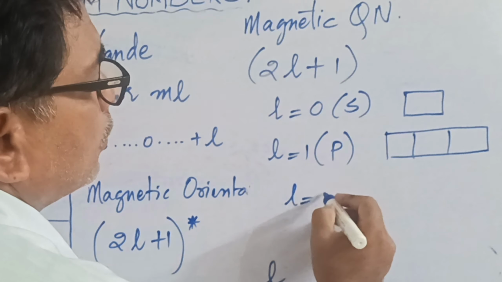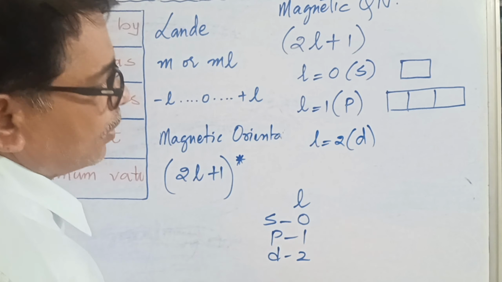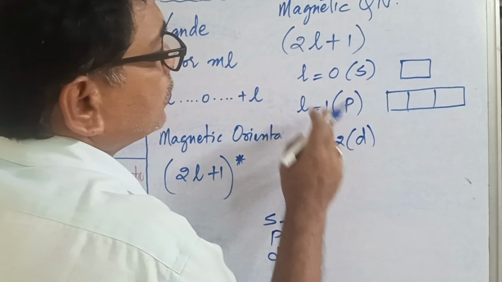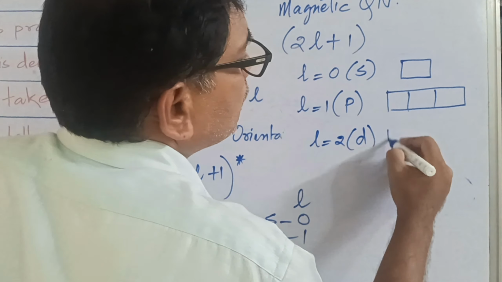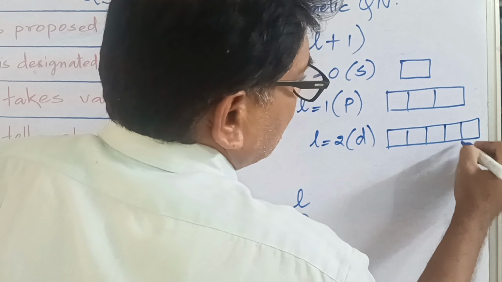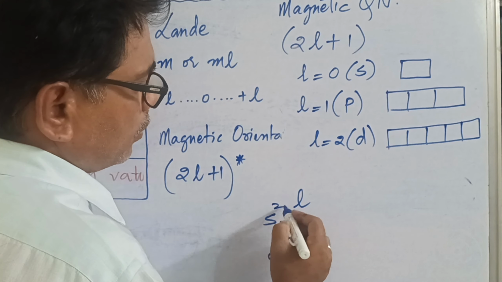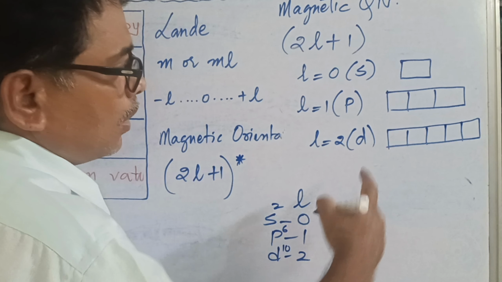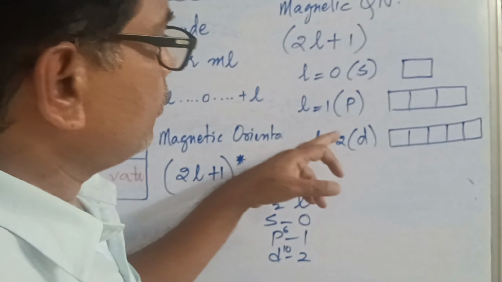Now coming to L is equal to 2, which you mean by D. L is equal to 2 means D orbital. Now you place this 2 here. 2 2s are 4 plus 1 is 5. So he is saying that you require 5 boxes over here. 5 2s are 10. Yes, D holds 10 electrons. As you know, S holds 2 electrons, P holds 6 and D holds 10. To hold 10 electrons, it requires 5 boxes. Yes, that is what you mean.